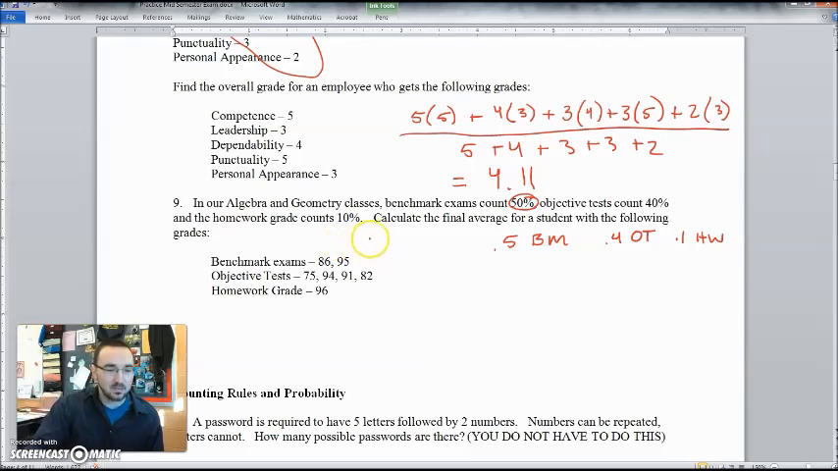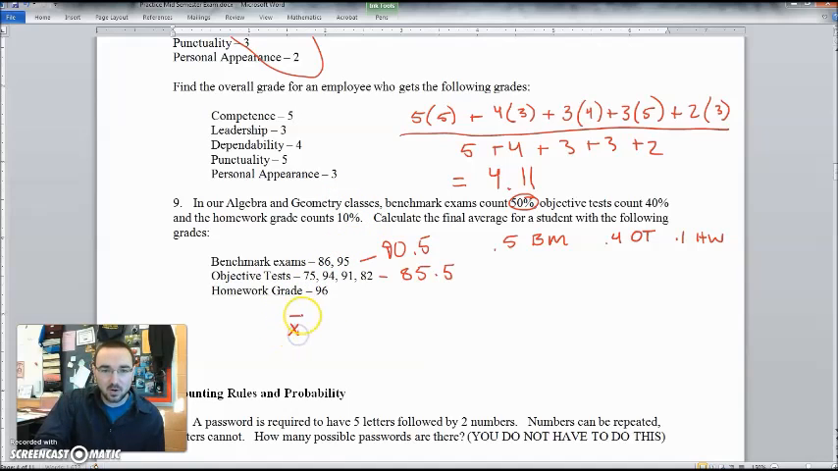So 86 plus 95, if we divide that by 2, we end up getting an average score. Our benchmark mean is 90.5. So 90.5, that's the score we're going to use. The mean of our objective tests is 85.5, and that's adding all those up, divided by 4. And then our homework grade can just stay the same. So this is what it looks like. Remember, we're taking the sum of our weights times our x values. We add all those up for our sum, and then we divide by the total weight, which in this case is just 1, so we don't really have to divide by anything.